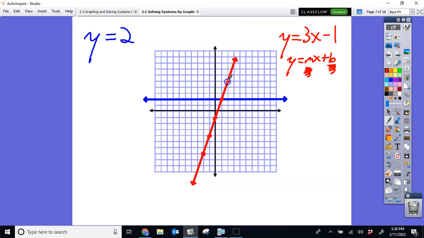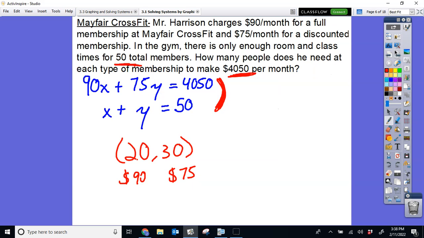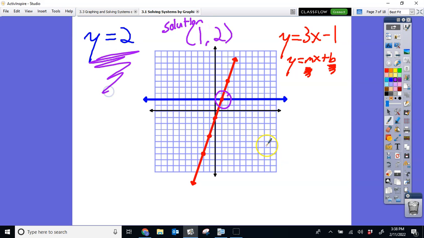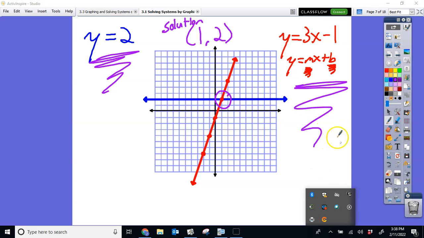But when we talk about a system of equations, we are trying to find what point would work for both equations, just like we talked about with my gym. So which point on here would work for both equations? That's right, I hear you yelling it. It's 1, 2. That point, 1, 2, would be the solution to this system. Not only is it a solution to this line, but it's also a solution to this line. It is the solution to both equations.